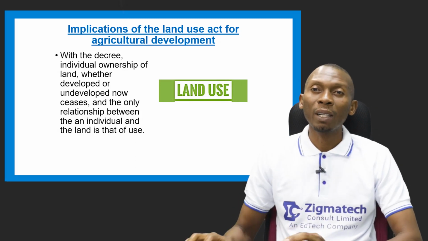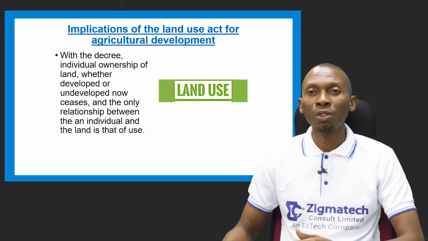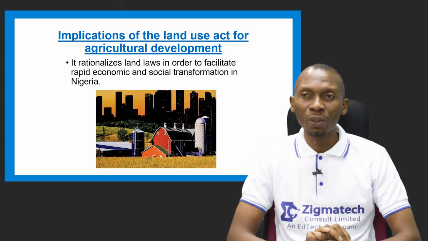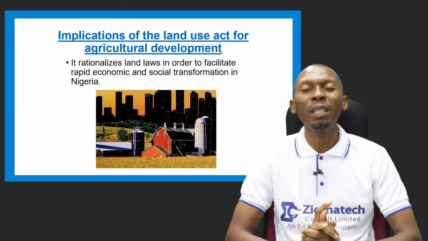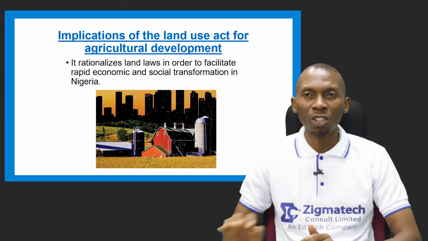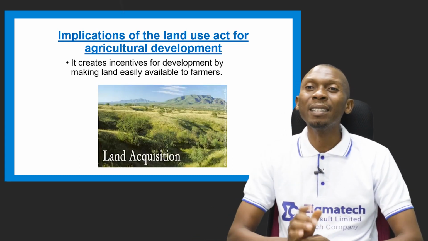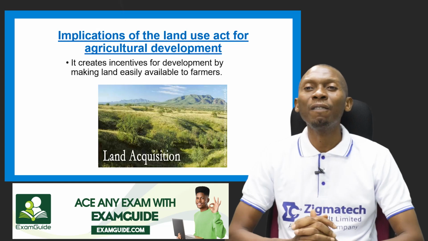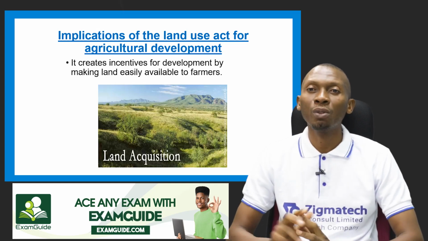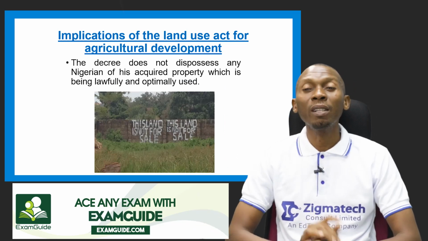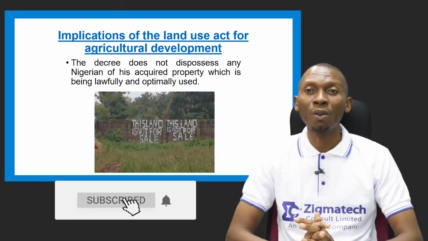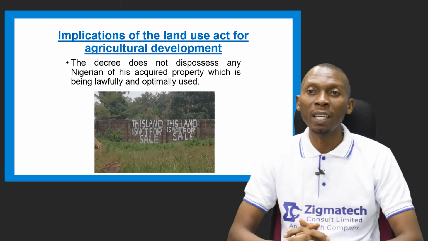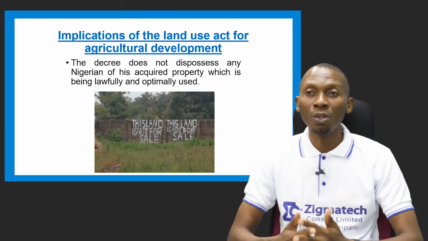So we're looking at the implications of the Land Use Act for agricultural development. Another implication here is that it rationalizes the land laws, and this helps to facilitate rapid economic and social transformation in Nigeria. It also creates incentives for development by making land easily available to farmers. Now, the decree does not dispossess any farmer or any Nigerian of his or her acquired property which has been lawfully or optimally used or acquired.